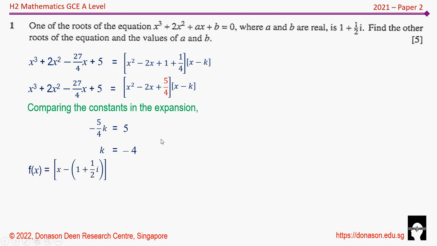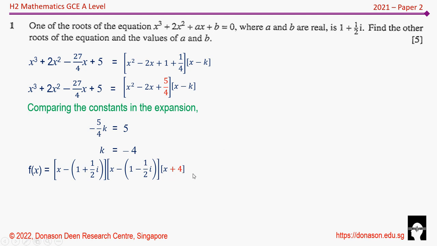And therefore your function of x is going to become x minus the first root, which was given to you in the problem, 1 plus half I, and then the second root, which is basically the conjugate, x minus 1 minus half I, and the third root with the value of k replaced with negative 4. So x minus minus 4 is going to become x plus 4, right? So that would be the third factor.